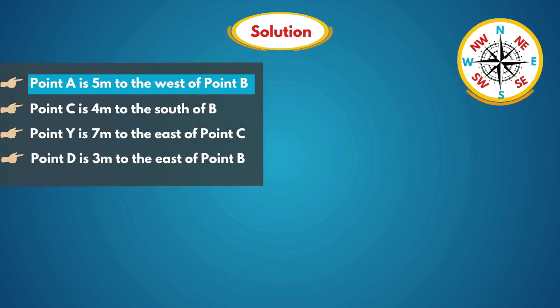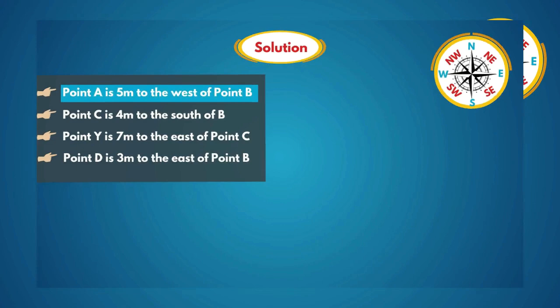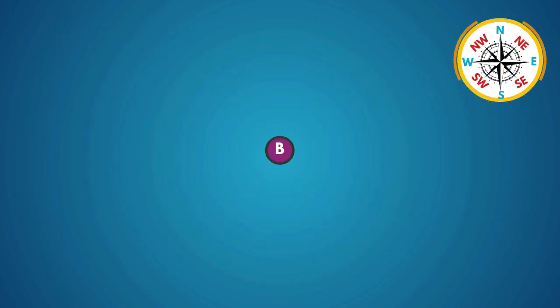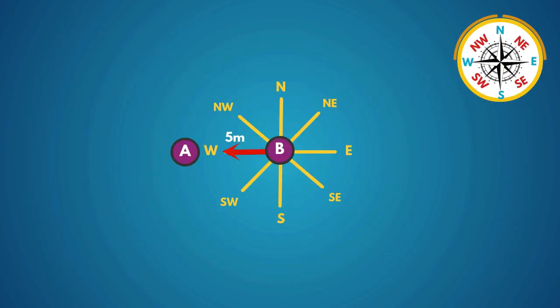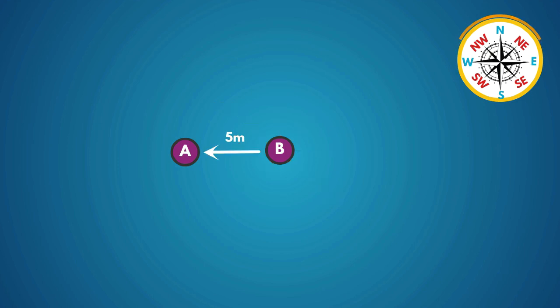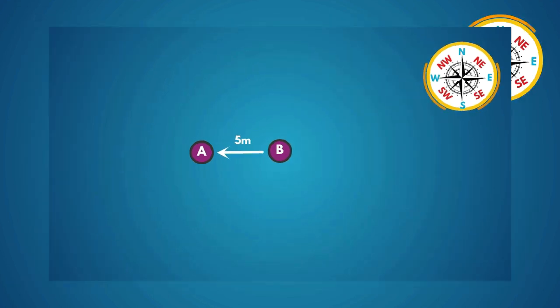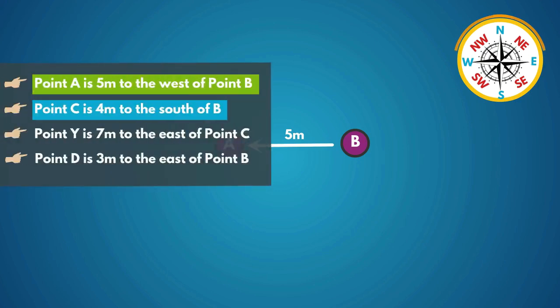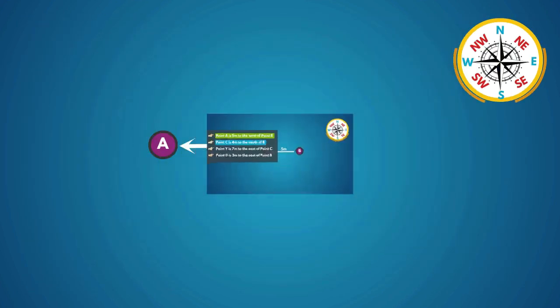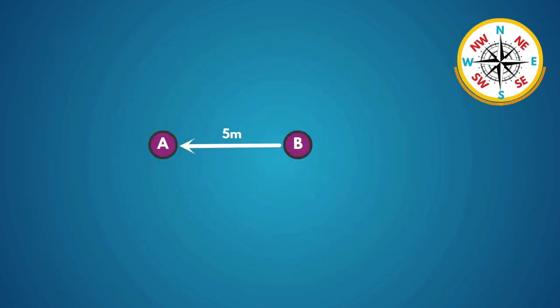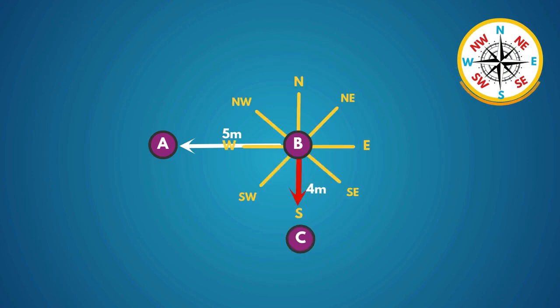In the question they given that point A is 5 meters to the west of point B. Here this is point B and point A is 5 meters to the west of point B. In the next statement they given that point C is 4 meters to the south of B. Here this is point B and point C is 4 meters to the south of B.